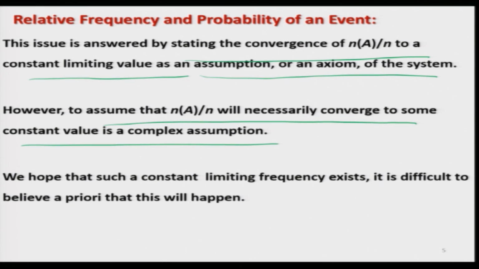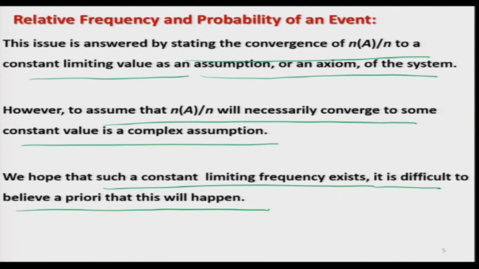We hope, when we compute such probabilities, that such a constant limiting relative frequency exists, but it is difficult to believe a priori that this will happen. How? Think about it: when we started conducting the experiment on the R console and started generating 100 observations, 1000 observations, 10,000 observations, and so on, we didn't know where to stop. 100, 500, 5,000, 50,000, what?